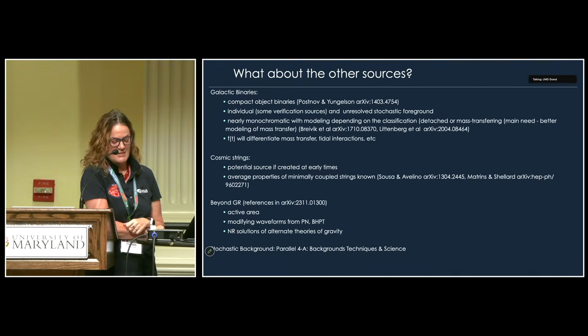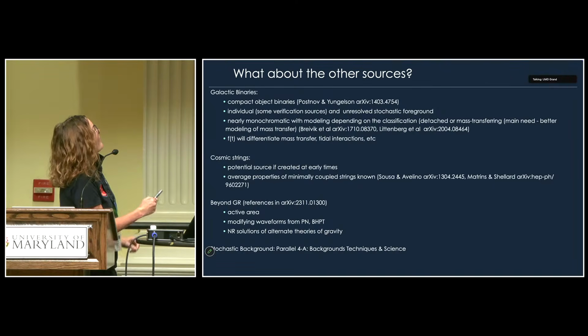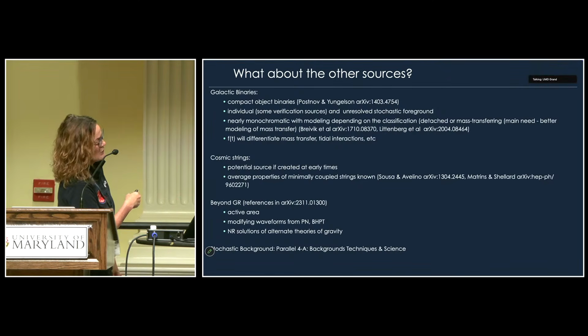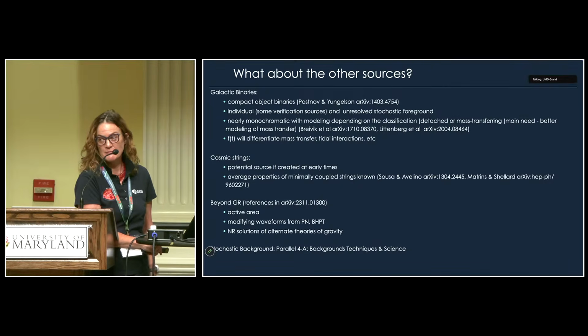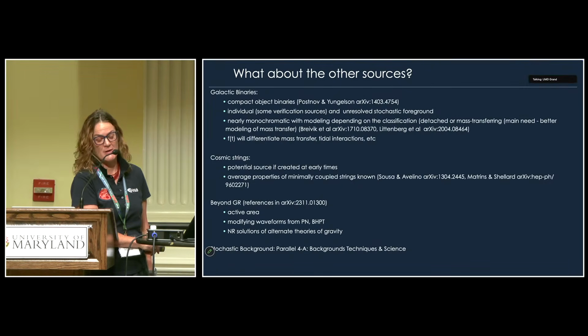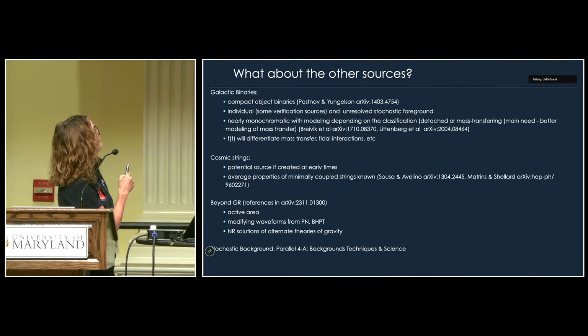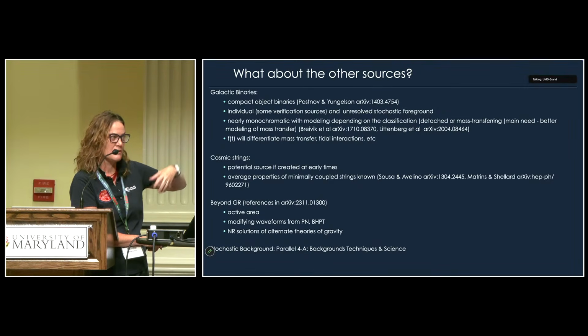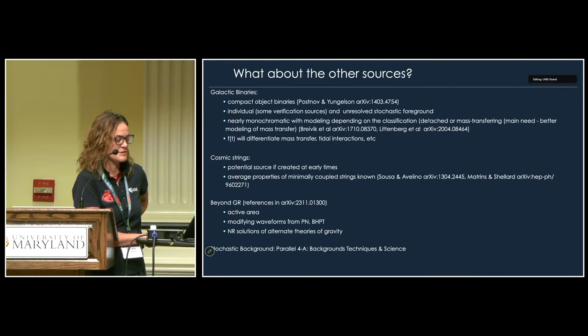Other sources that I won't talk about because I have no idea? No. Galactic binaries are cool. I usually ignore them because they don't need much GR, but they are amazing. We have these individual verification sources, unresolved foreground of sources, possible with the white dwarf binaries of LISA. They're mostly monochromatic, which is why I haven't included them here. However, the way they are not monochromatic is where the interesting physics lies. How that frequency changes with time differentiates things like mass transfer and tidal interactions. So that's really where some of the really interesting physics will come out, I think, for these galactic binaries.